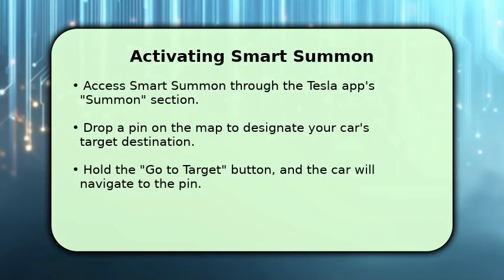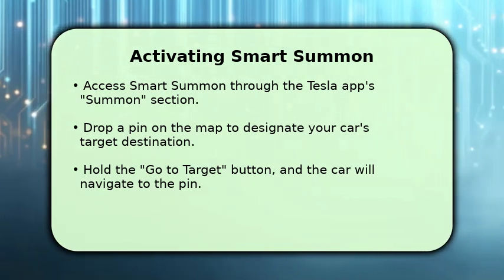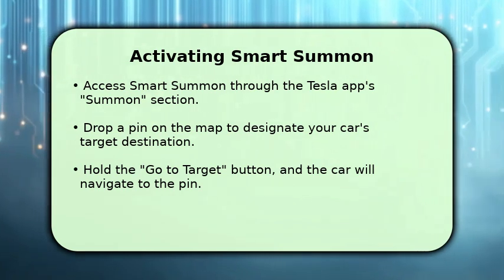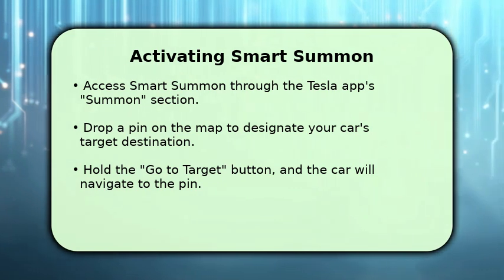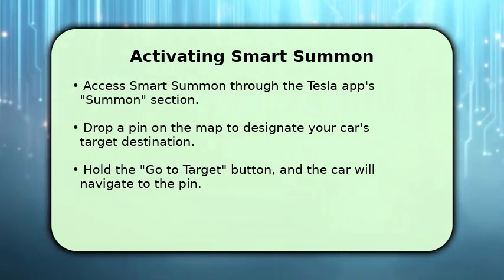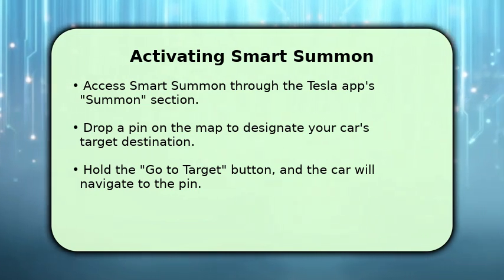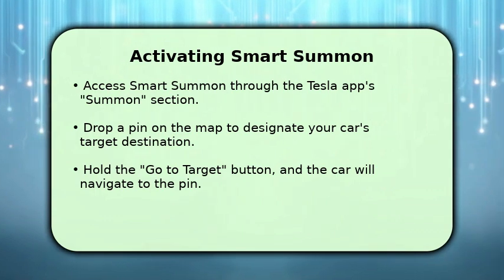For Smart Summon, which offers more advanced navigation, open the Tesla app and go to the Summon section. You'll see a map interface. Drop a pin on the map to indicate where you want your Model S to drive. Then, press and hold the Go to Target button. Your car will autonomously navigate to that spot, avoiding obstacles. Always supervise your vehicle closely during this process.